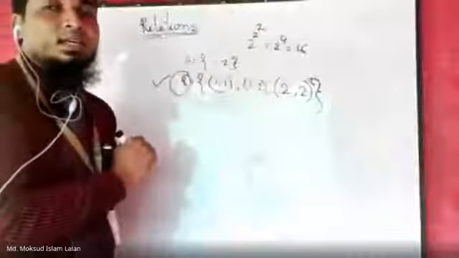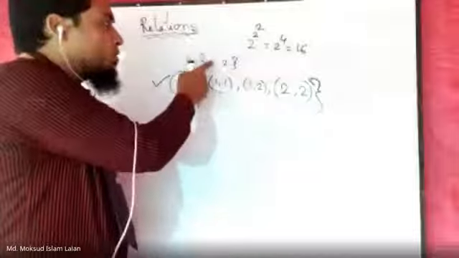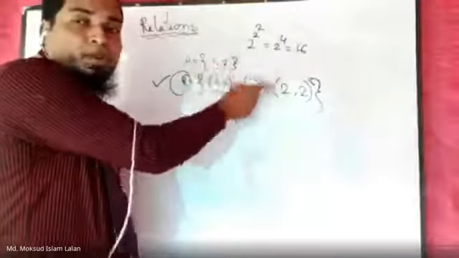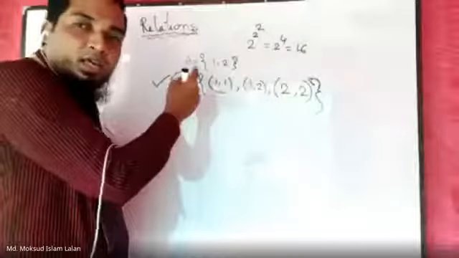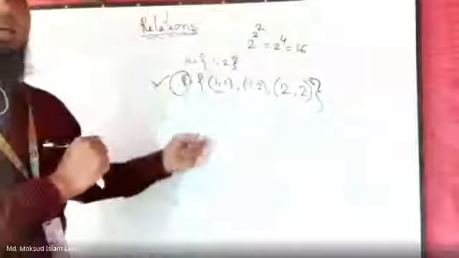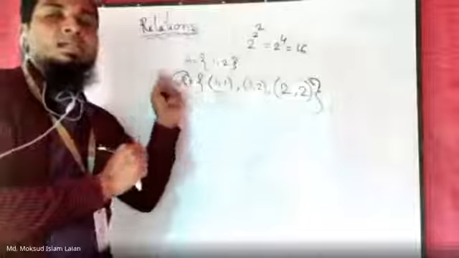Do you understand, Rikta? Yes sir, clear sir. Because you need to check each element pair. Is (1,1) there, does it belong or not? Does the (2,2) pair belong in R or not? If this is satisfied, then you can say yes, this relation, among these 16 relations, is one of them, so this relation is reflexive. You understand, Rikta? Yes sir.